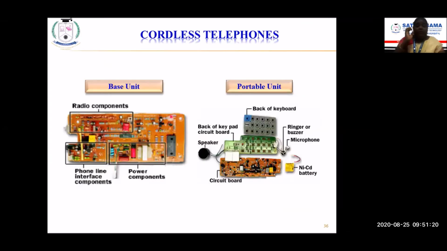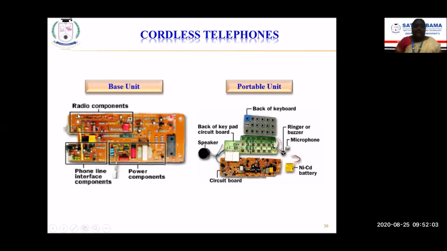Now let us see in detail the internal components of a base unit and the portable unit. This is the backside, the cross-sectional view of the base unit. This is the fixed base unit to which we connect the power supply, and all the other components will be inbuilt here. First it requires the radio components for transmitting and receiving. As I told you already, the communication between the base unit and the portable unit happens in the radio frequency range. Therefore, we need all the basic radio circuitry components required for designing the transceiver circuit.